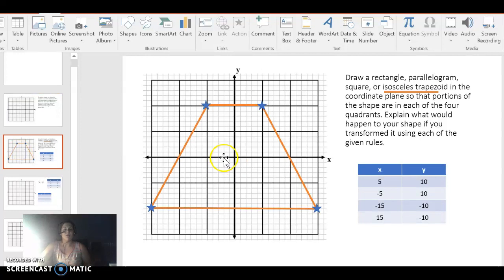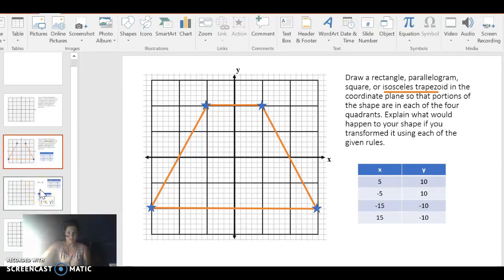So I've chosen to do an isosceles trapezoid, and I put little stars on the vertices. And then it doesn't tell you to do this, but this helps me out to list all the coordinates. So I started here with, in the first quadrant, that point is 5, 10. And then going counterclockwise, -5, positive 10. In the third quadrant, it's -15, -10. And then finally, 15, -10.